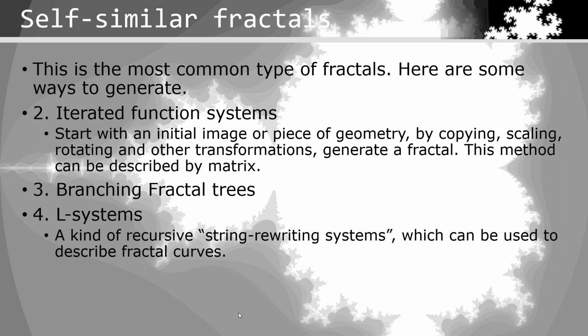The second one is called iterated function systems. Start with an initial image or piece of geometry. By copying, scaling, rotating and other transformations, generate a fractal. This method can be described by matrix. The third way is called branching fractal trees and the fourth way is called L systems.